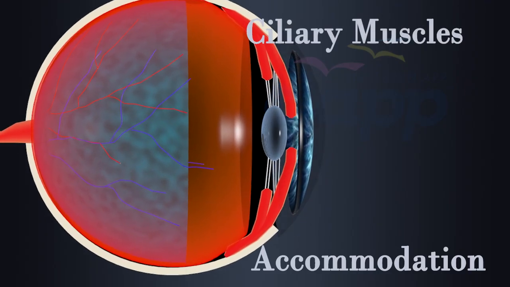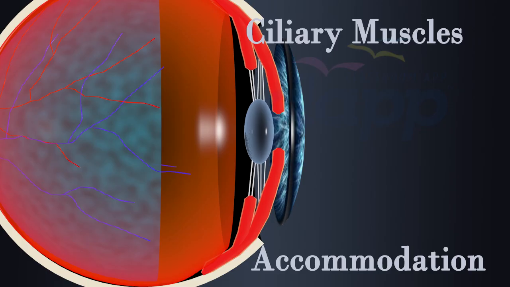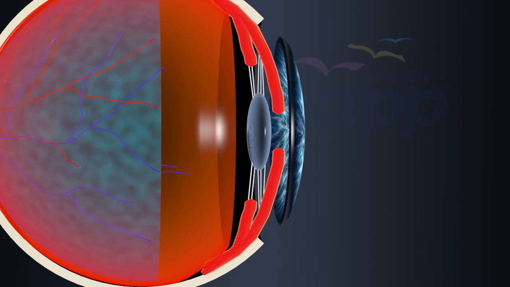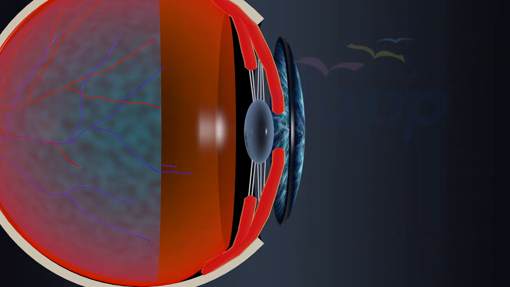Accommodation is made possible by the action of the ciliary muscles surrounding the lens. When you shift your focus from near to far or vice versa, these muscles contract or relax, causing the lens to change its shape accordingly.